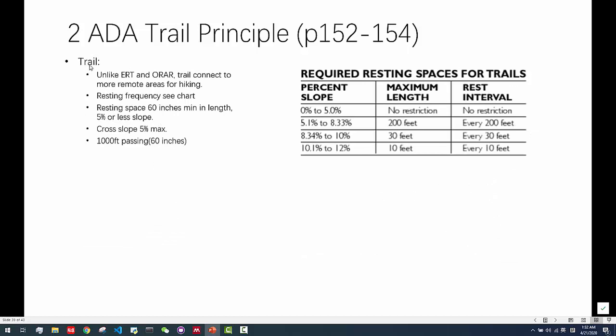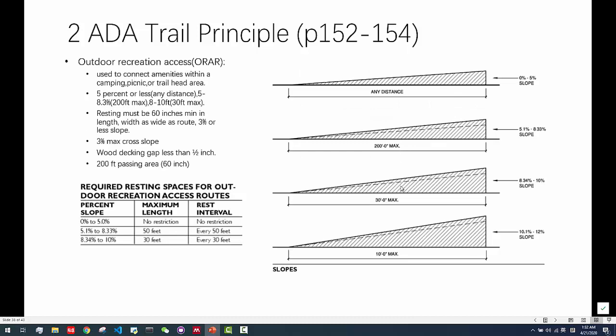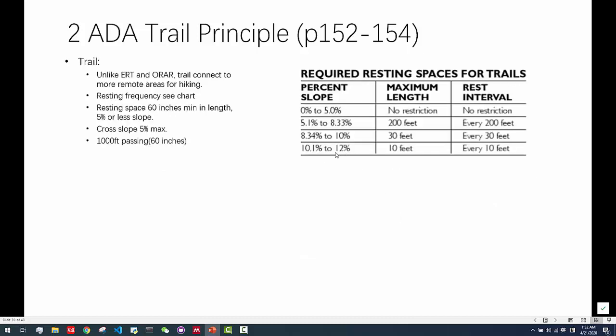And then this is normal trail. Unlike ERT and ORAR, trails connect to more remote areas for hiking. That's for a wheelchair person going to a really remote, far area, and you talk about resting frequency, like going mountain hiking. Again, there's not much difference in terms of resting space: 200, 30, 10. If you go here, 200, 30, 10. And in terms of slope, it's actually the same too. Those are standards. Remember this chart, super important.